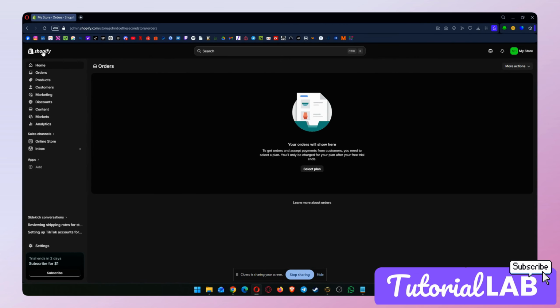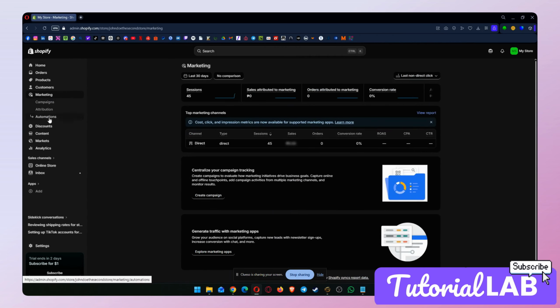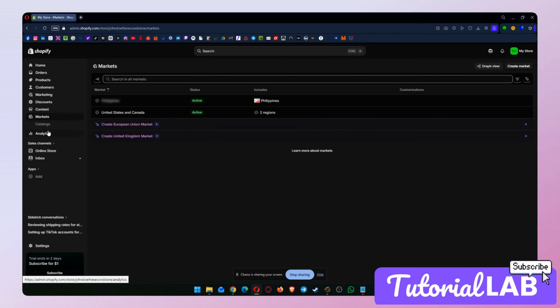We'll start by going to Shopify. To manage your markets, look at the Markets section in the left side of your dashboard. Once we are in the Markets section, we can add new markets, like creating a European Union market.